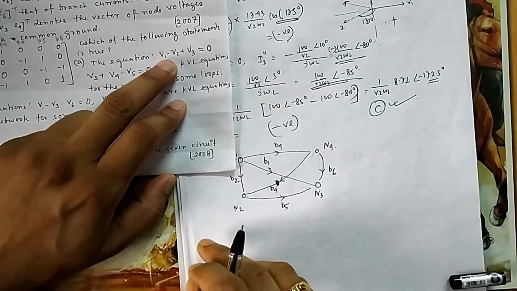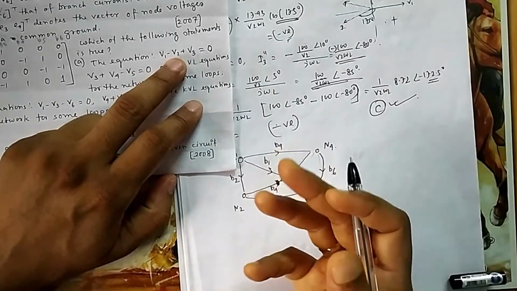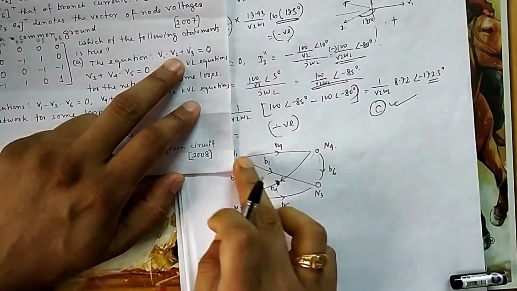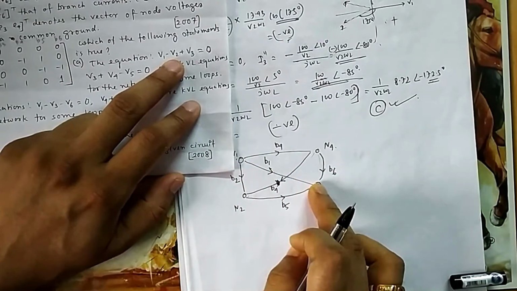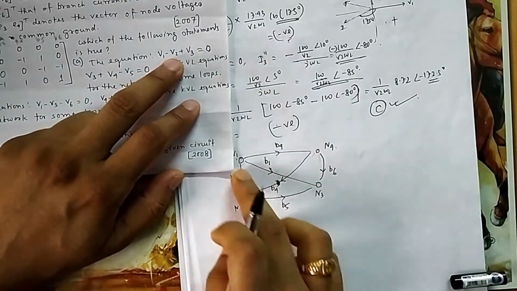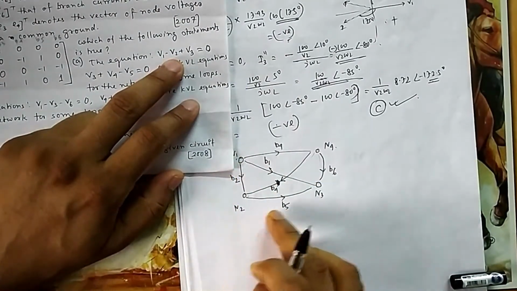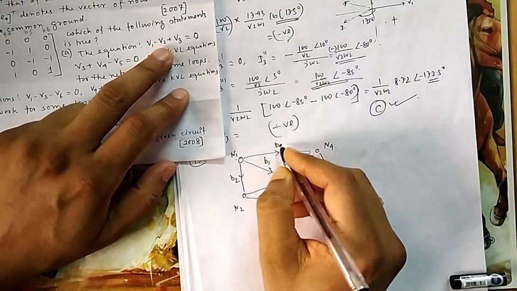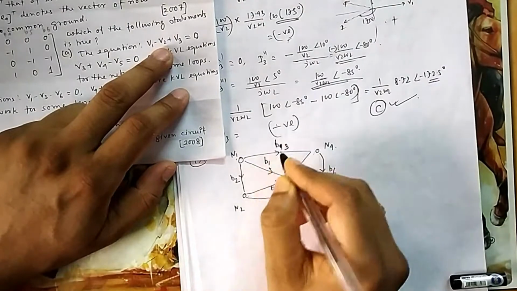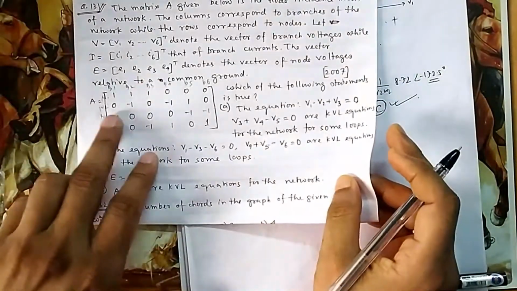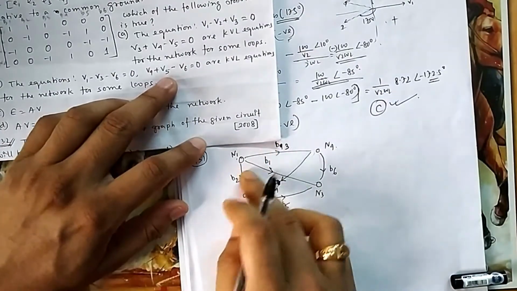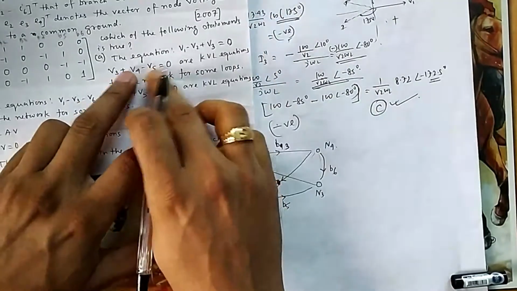So you see V1, V2, V3 means three branch voltages. V1 is this voltage, V2 is this one, then V3. Where is V3? Oh, I think this is V3. By mistake I have written it here. This is V3, node 1 to node 4. Okay, B1, B2, B3. So these three don't make any closed loop, so KVL will not be satisfied.